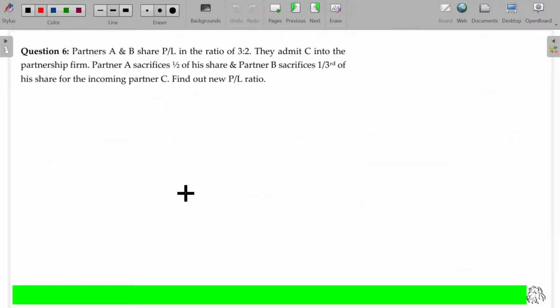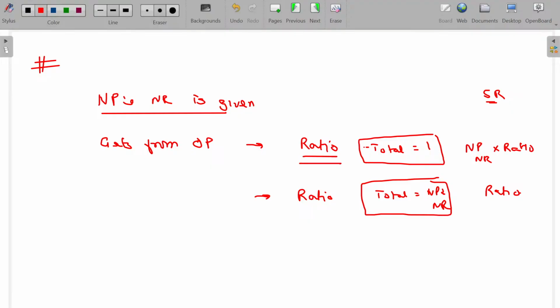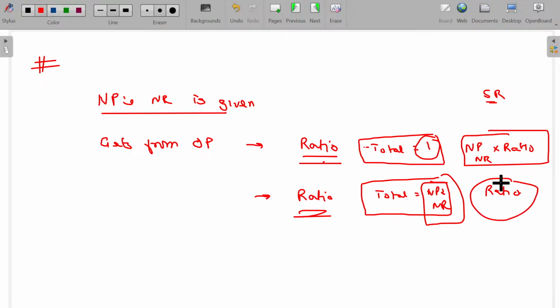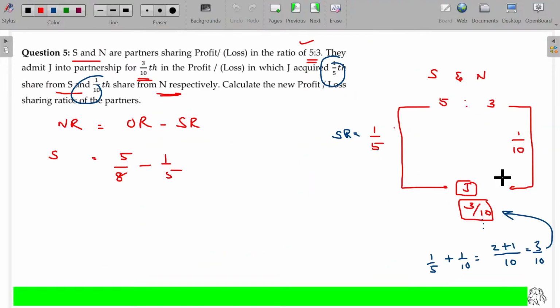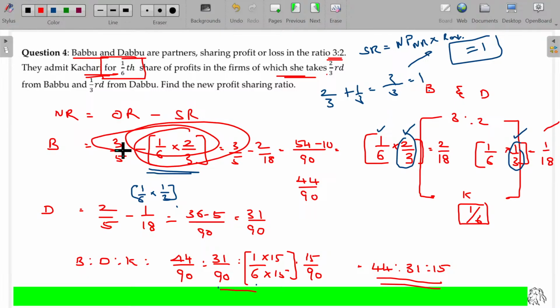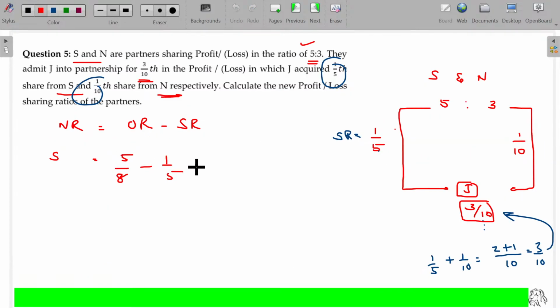Clear? What do you have to do? If the sacrificing ratio is given, the total of that is equal to 1, then you need to do two operations here. New partner's new ratio is multiplied with the given sacrificing ratios. In another case, if the ratios total itself is the new partner's new ratio, then directly that ratio is considered a sacrificing ratio. You can subtract. Here I am not going to use this multiplication. I'm going to simply subtract 1/5. So 40, 25 minus 8, the value being 17/40.